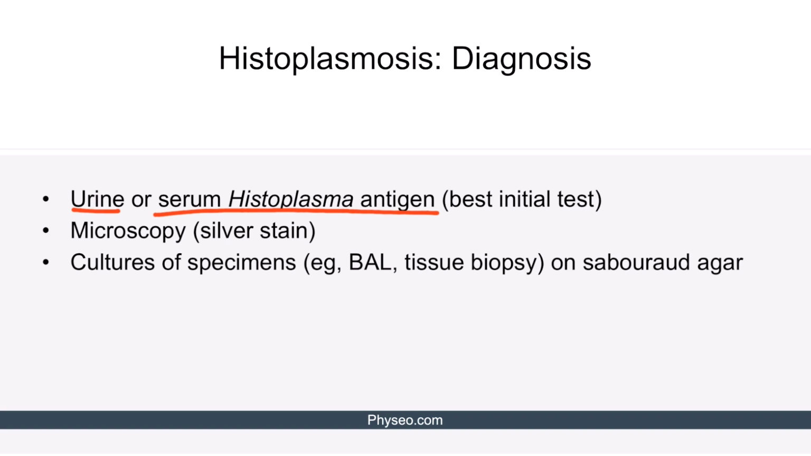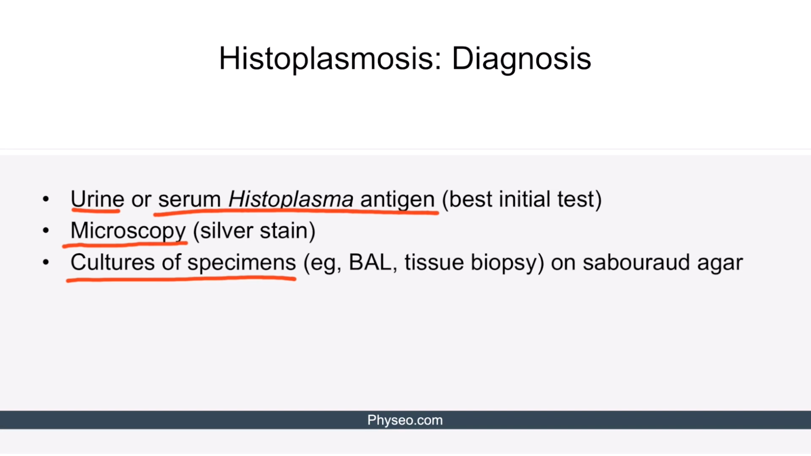And that's the best place to start. And then microscopy with silver stain and cultures of specimens, such as a bronchoalveolar lavage or even a tissue biopsy on Sabouraud agar, can be considered as well. But the idea here is just to think, well, if you're thinking about histoplasmosis, you're not going to go right to a culture of a biopsy.